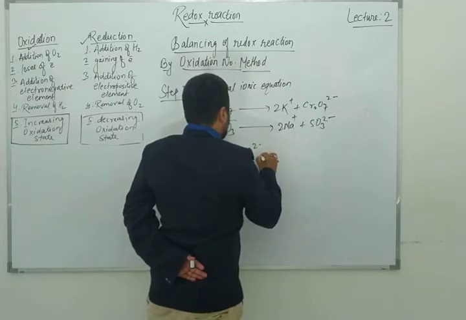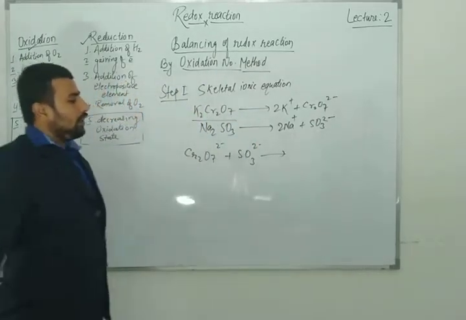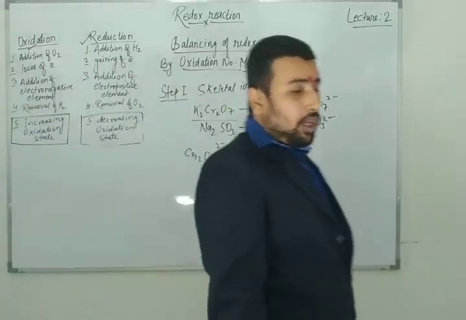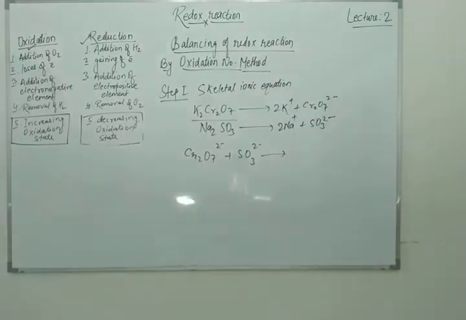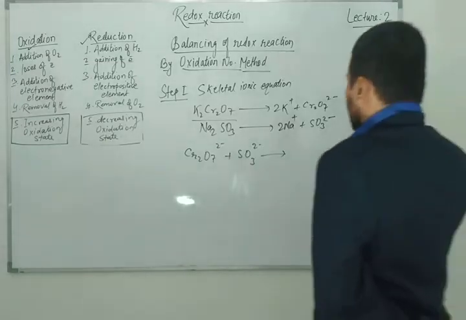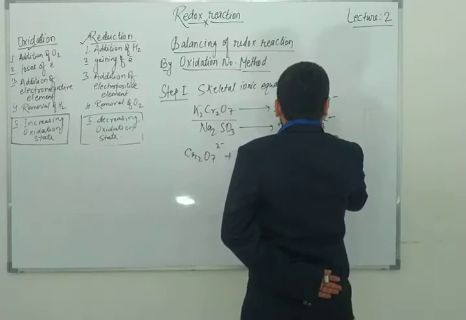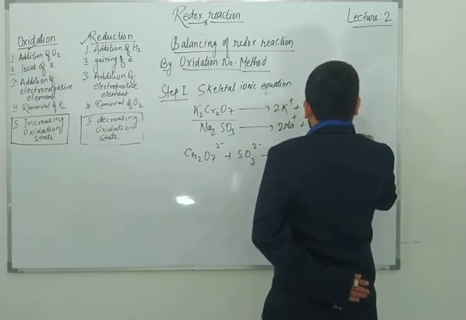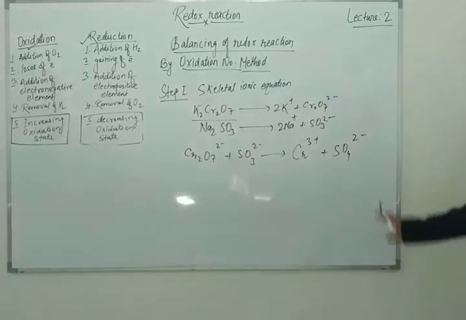What will happen in this reaction? Can you tell me what will be the oxidation state of chromium? What will be the oxidation state of sulfur? Here the reaction has turned into chromium 3+ and sulfate 2-. Now it is an unbalanced reaction, that's why I have written here the skeletal ionic reaction.